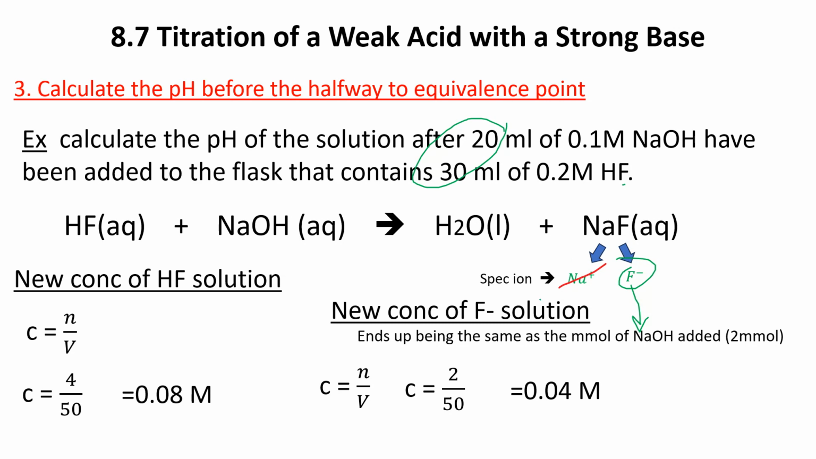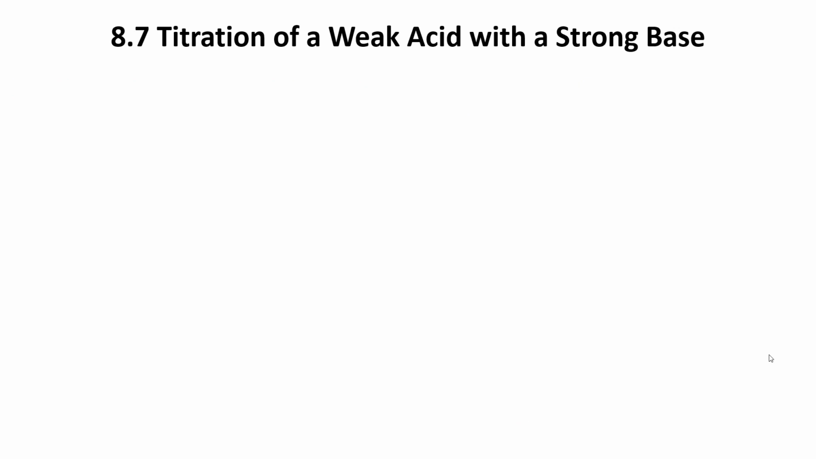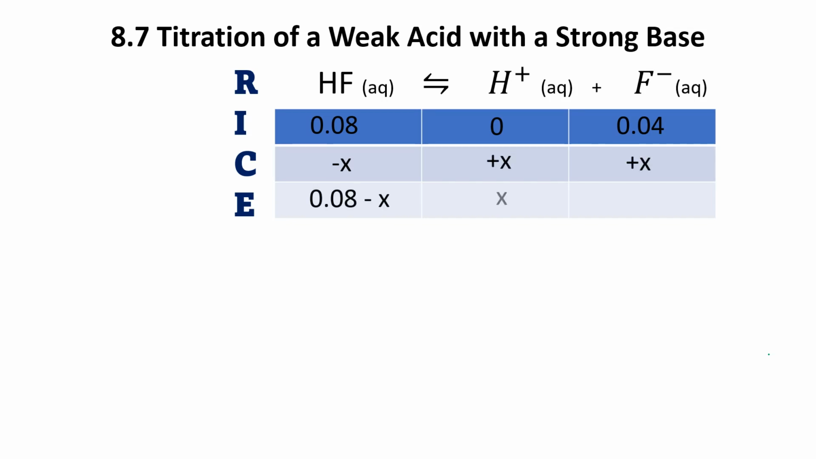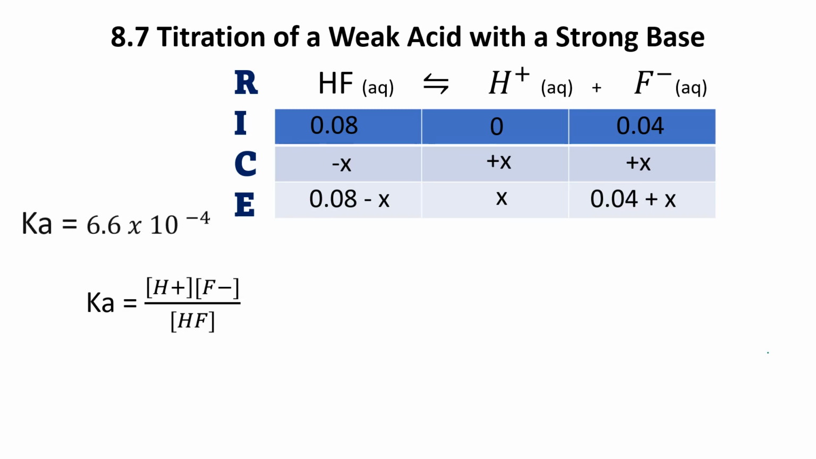Now both of these numbers are going to appear in our RICE chart. So let's do that next. So there's our equation, there's our RICE chart, and let's fill it in. So we got 0.08 molar. That's gone down from the previous RICE chart. We've got none of that, but we've got 0.04 moles of that. So this goes down, this goes up, and that's what we have at equilibrium. So once again, we write our Ka statement. This should seem familiar. We know our Ka value. We're going to plug things in.